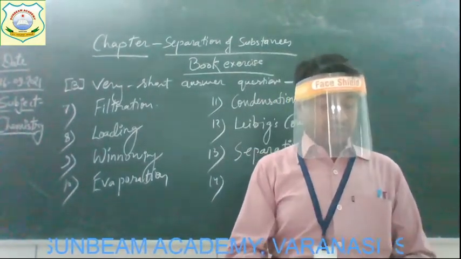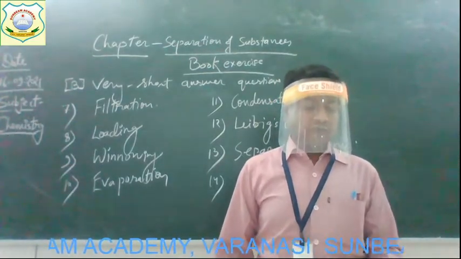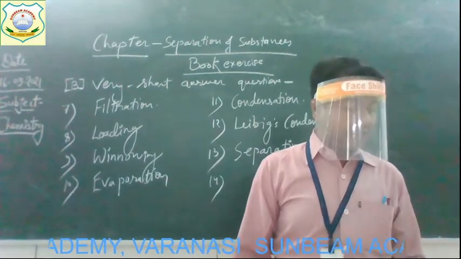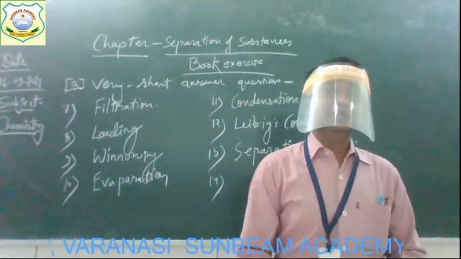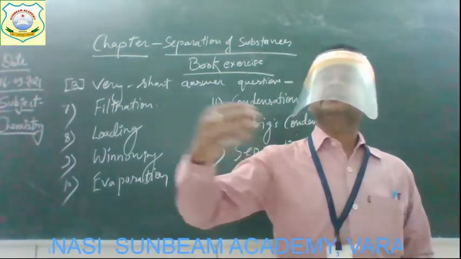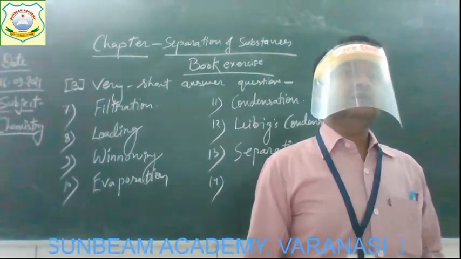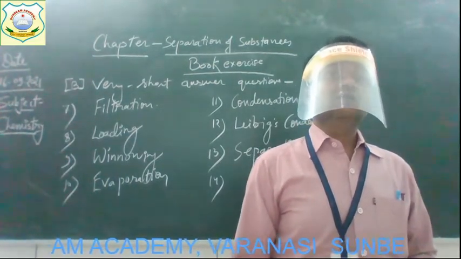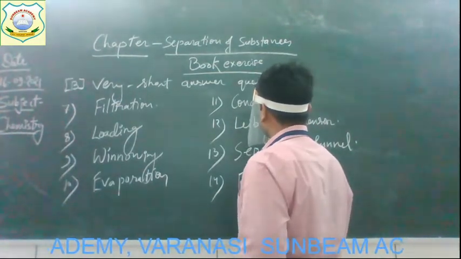Question number 14: the method that can be used to separate a liquid from a mixture of miscible liquids with different boiling points is which kind of distillation? This distillation is known as what? In it, the different substances are obtained at their different boiling points. It is fractional distillation.